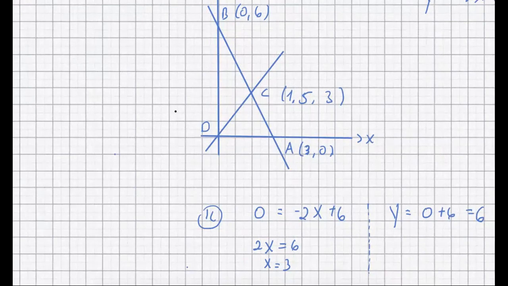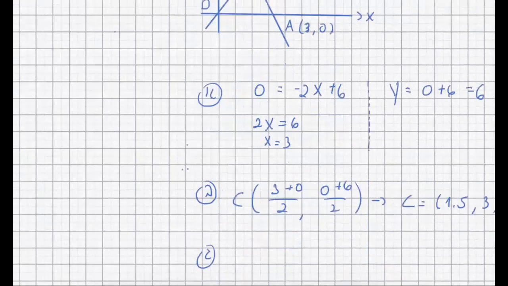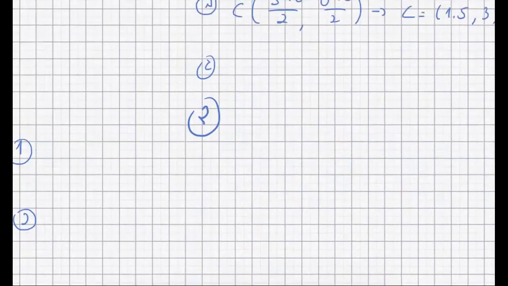So 3 is the goba. And this is the base, the bottom one, so it's also 3. So 3 times 3 divided by 2, 9 divided by 2. That's it. 4.5. Okay?